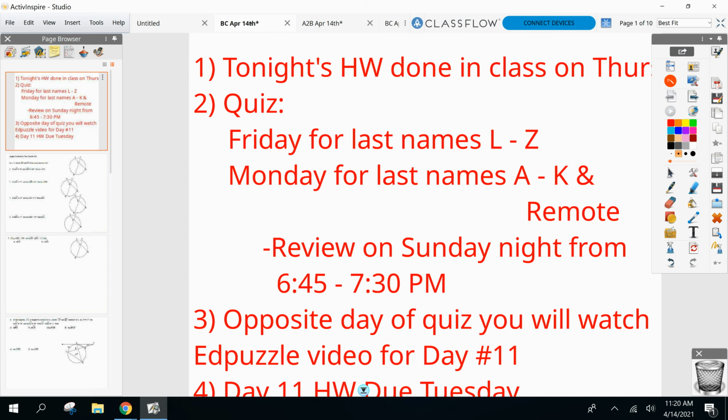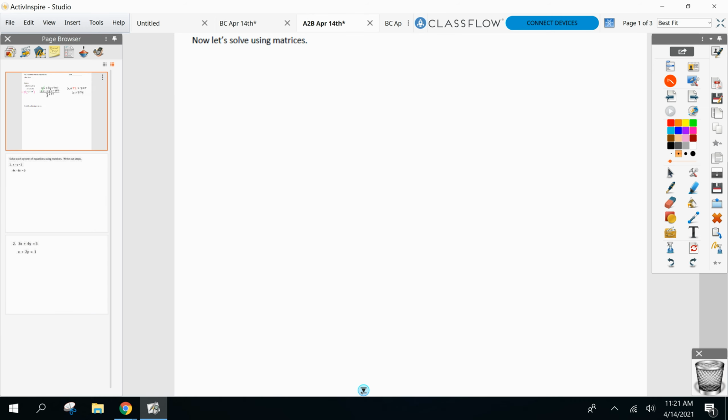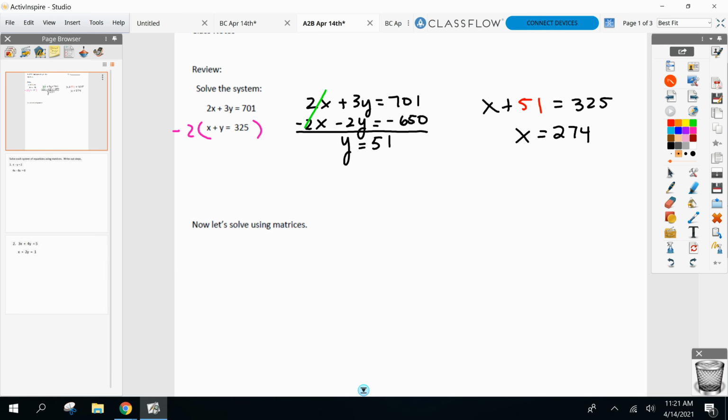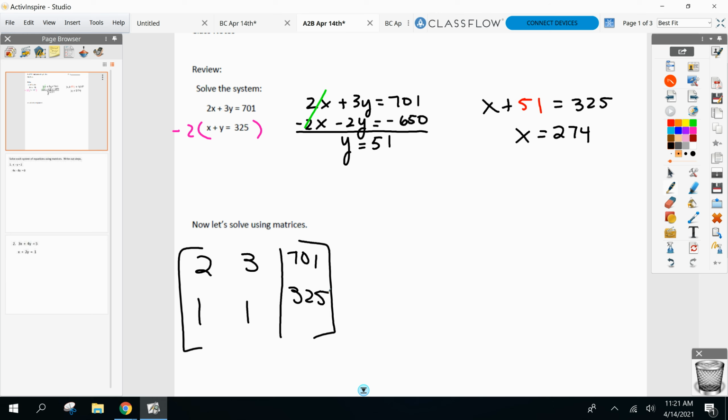Let's go back, and there we go. Let's solve this same problem, but using a matrix. Step number 1, write those equations as a matrix. You guys have had plenty of practice in this unit. Write those two equations as a matrix for me. 2, 3, your line drawn down, 701. 1, 1, 325.